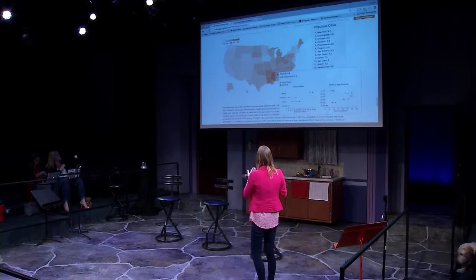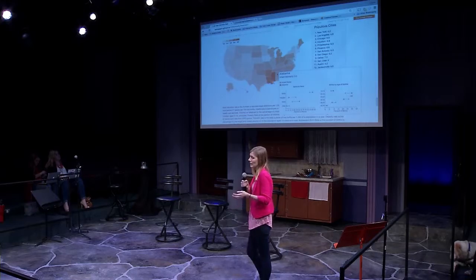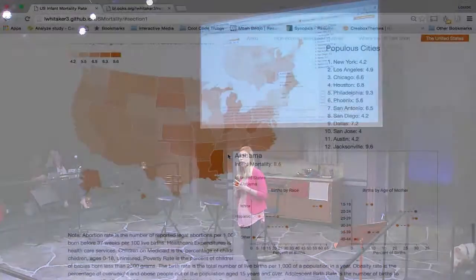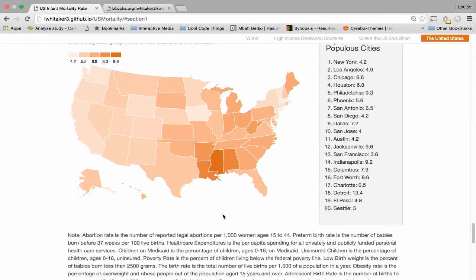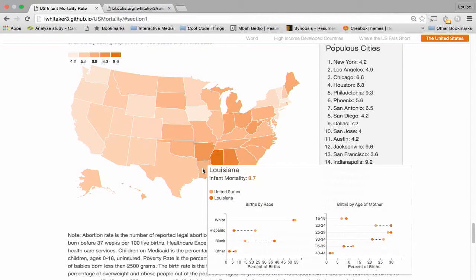And then Alabama has very similar issues, as you can see on here. Again, more babies are born to Black women, as well as more babies born to teen moms than the United States' average. And then I think I hover over Louisiana here in a second to show the same point. Yeah. And so it was very interesting to look at the different states and see that there is sort of a regional problem here as well.